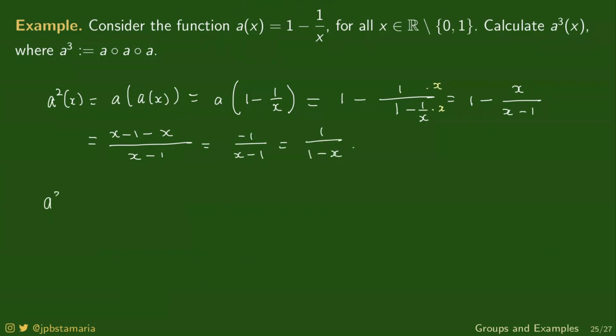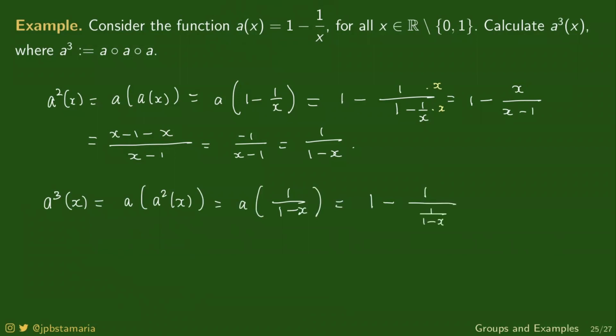Ano naman yung a cube of x? Basically, this is a of a squared of x. Diba? So that's a of 1 over 1 minus x. Ano lalabas? 1 minus 1 over 1 minus x. Ito kasi yung formula sa a. Lalagay mo dun yung tsaka na yun. So that's basically 1 minus 1 minus x quantity. So that's x. Therefore, a cube of x is just x.